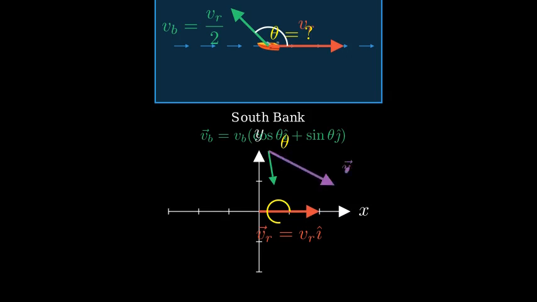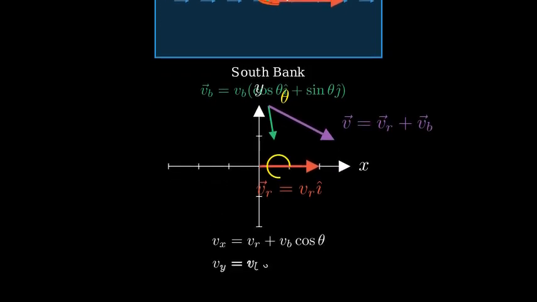The resultant velocity of the boat relative to the shore is the vector sum of these two velocities. This means the boat's resultant velocity has components v sub x equals v sub r plus v sub b cosine theta, and v sub y equals v sub b sine theta.